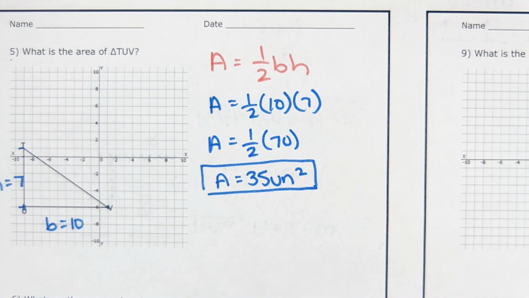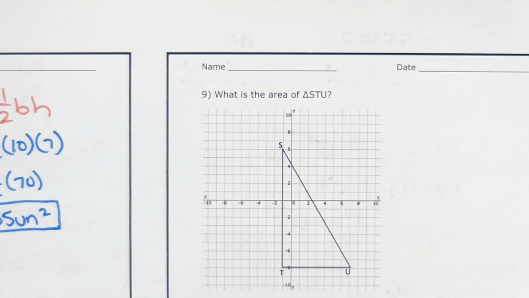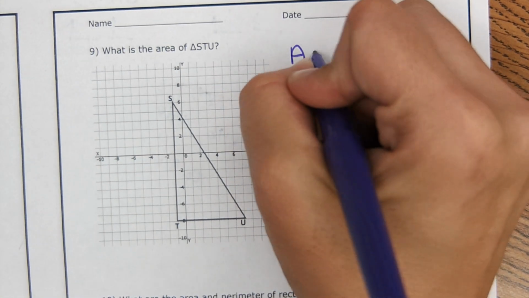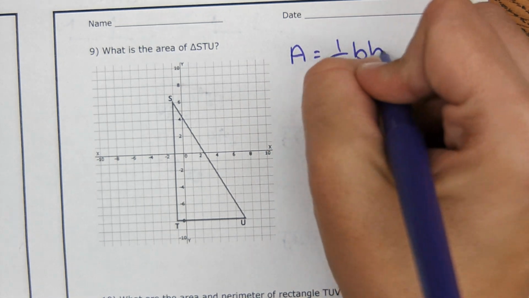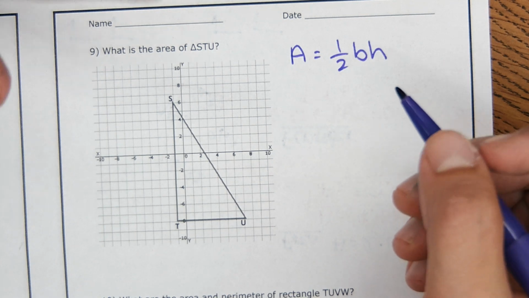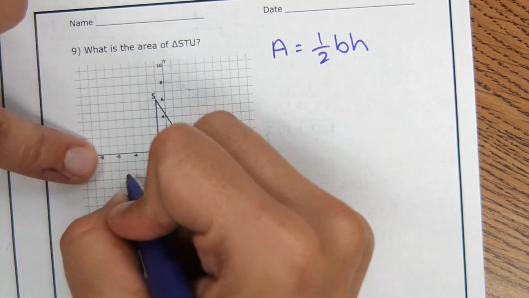Let me hear you got it. Okay. Next one, same thing. What is the area of the triangle? So write down the equation. Don't skip this step. It's what keeps everything together. So area equals 1/2 base times height. We're going to need the base and the height.